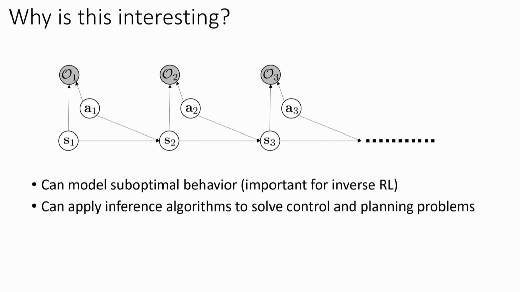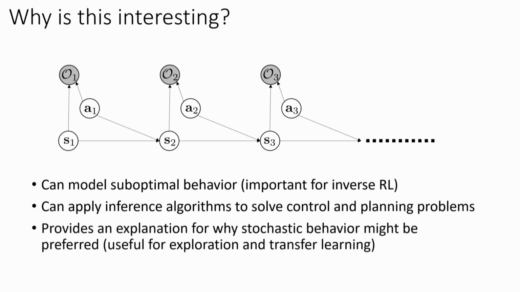This kind of framework also allows us to apply inference algorithms to solve control and planning problems. Probabilistic inference is a very, very well-studied field. There are a lot of exact and approximate methods in probabilistic inference, and connecting this to reinforcement learning and planning gives us a lot of additional theoretical and algorithmic tools to bring to bear.